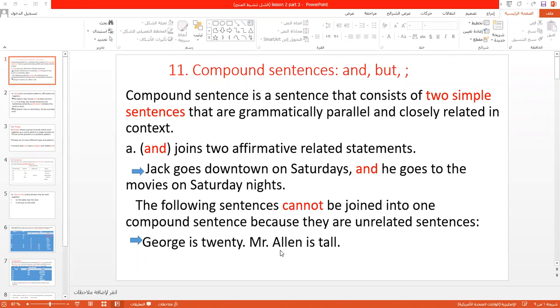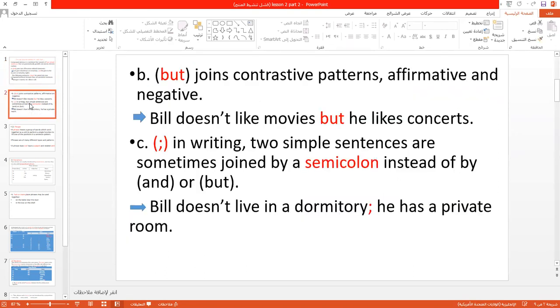In order to join two simple sentences and make a compound sentence, the two simple sentences must be grammatically parallel and they must be closely related in context. Good. Let us see another example here.